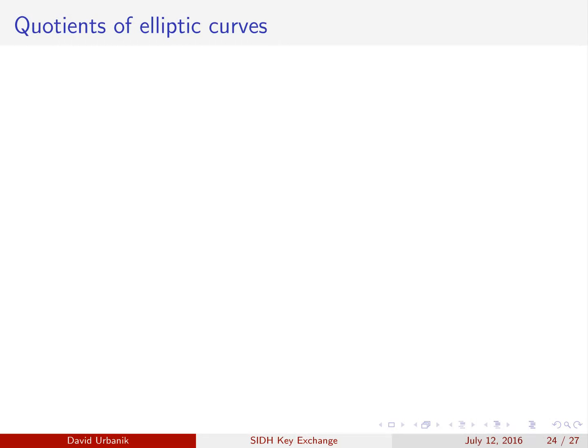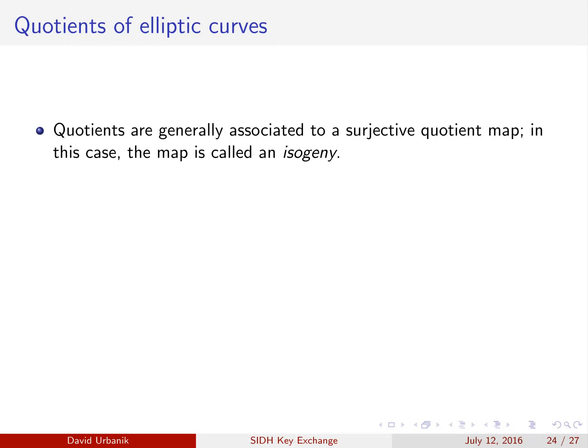The other thing we need is some notion of quotient. Typically in mathematics, a quotient is associated with some kind of surjective map. And the same thing is true here. Our surjective maps are called isogenies. This is why the term isogeny enters into the name of the protocol, and why before I called it a supersingular isogeny class.